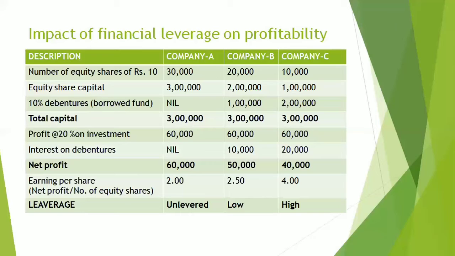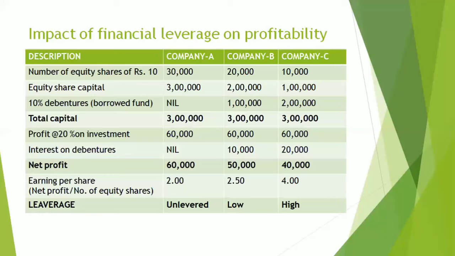So this is profit. Now if we talk about interest, company A has to pay nothing because it has not issued any debenture, so its interest on debenture would be nil. But company B has issued 1 lakh rupees debenture. It has collected a fund of rupees 1 lakh by way of debenture, and the rate of interest is 10%. So 10% of 1 lakh is 10,000. So it has to pay interest on debenture of 10,000.